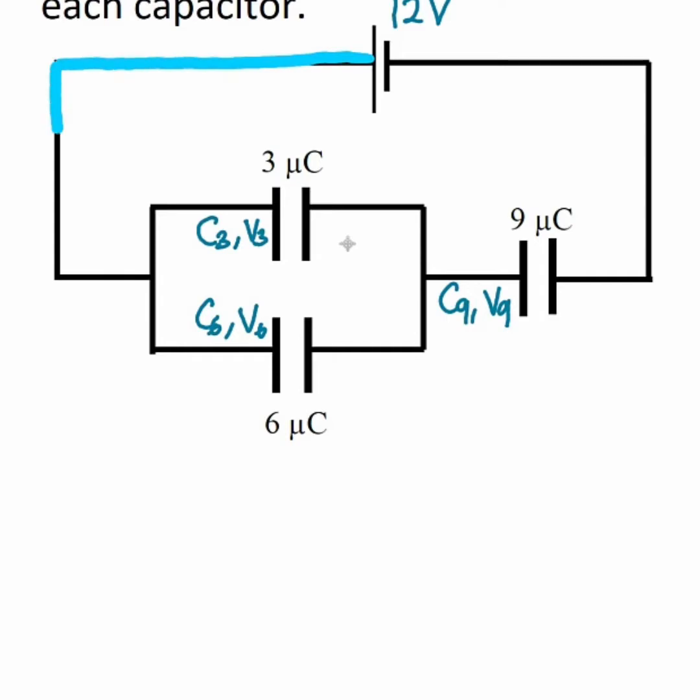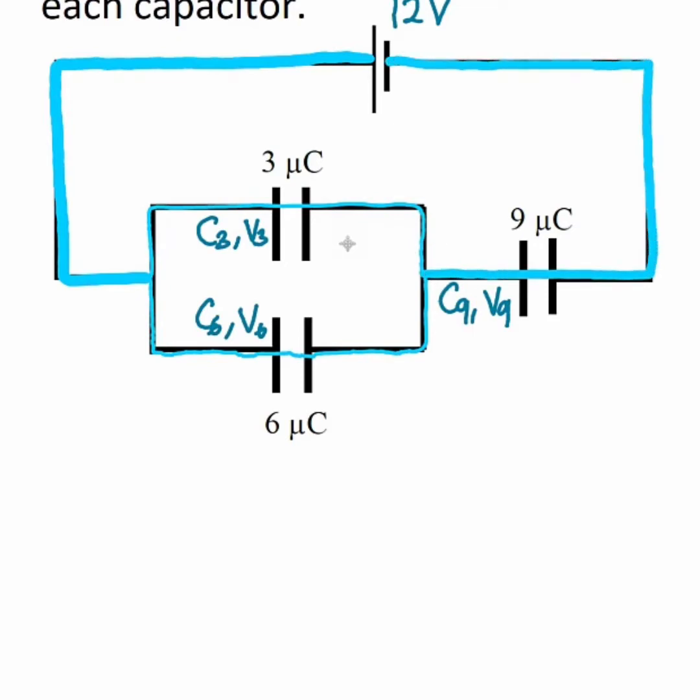Mari mengenali sirkit kita. Daripada plate positif, charge akan mengalir dan terbahagi kepada dua bahagian, iaitu yang melalui C3 dan C6. Kemudian bercantum semula dan melalui C9. This means Q3 plus Q6 equals Q9. And Q9 is the Q total.